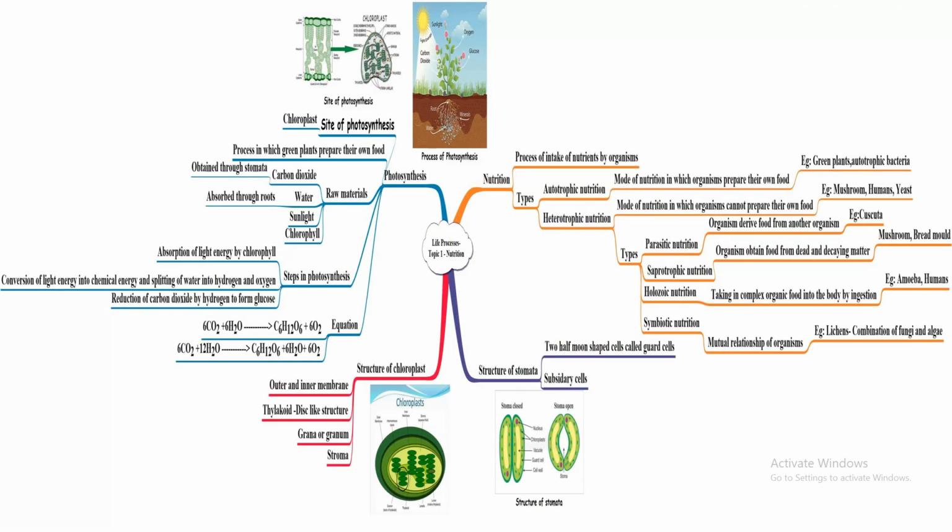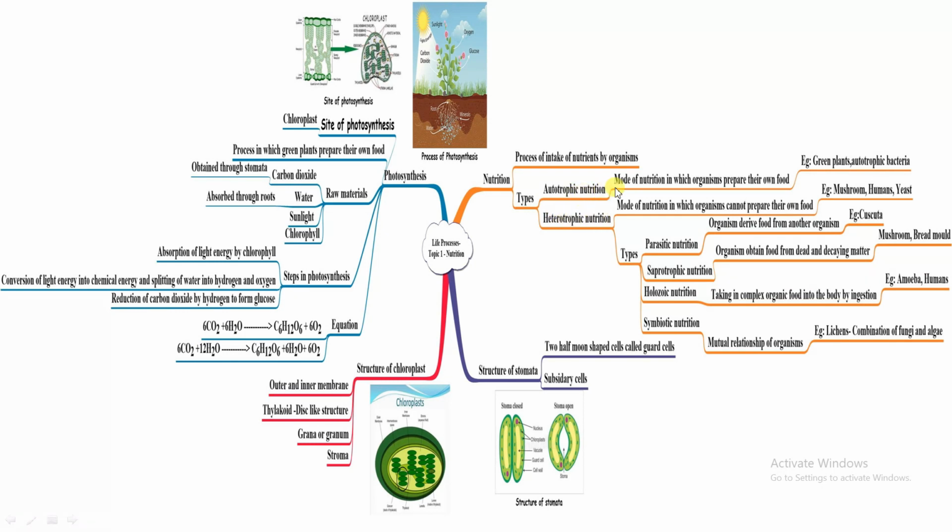So here is the mind map on the topic nutrition. So let's start with the first topic, that is definition of nutrition. Nutrition is defined as the process of intake of nutrients by organisms. We have two major types of nutrition. First one is autotrophic nutrition and second one is heterotrophic nutrition.